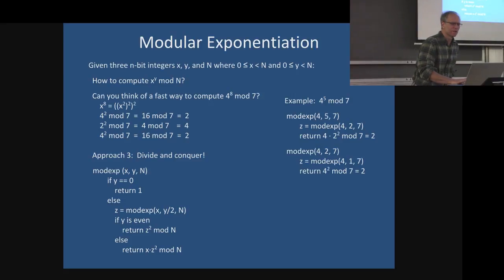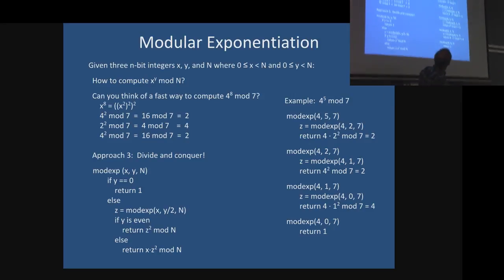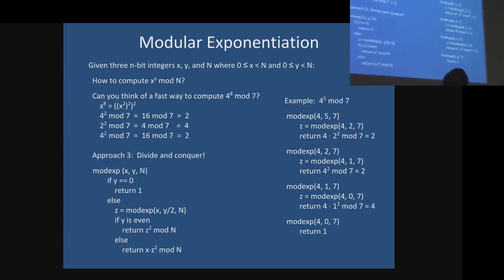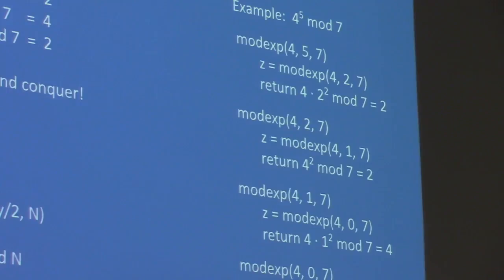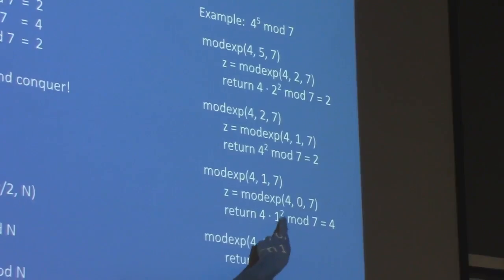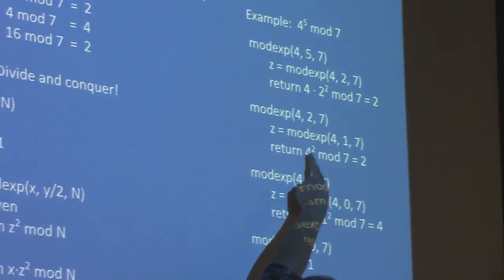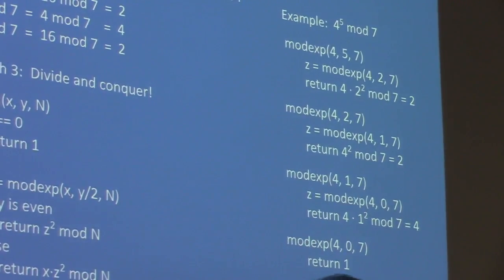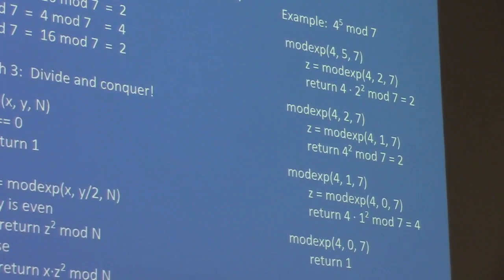Well, let me expand this out and we can see what's going on. Oh, there you go. So you can see the way the recursion is going. We call mod exp of 4, 5, 7. That makes a recursive call to 4, 2, 7. That makes a recursive call to 4, 1, 7. This makes a recursive call to 4, 0, 7. This is the base case. We return 1. At this level, the exponent was odd, so we square the 1, multiply by the 4, mod 7, and we get 4. At this level, the exponent was even, so we just take our answer 4, square it, mod 7, we get 2. And a similar thing at the top.